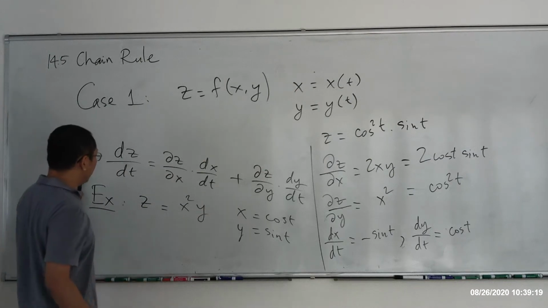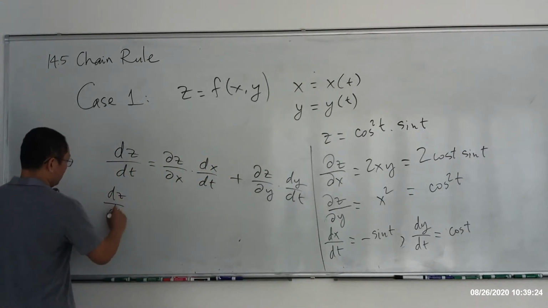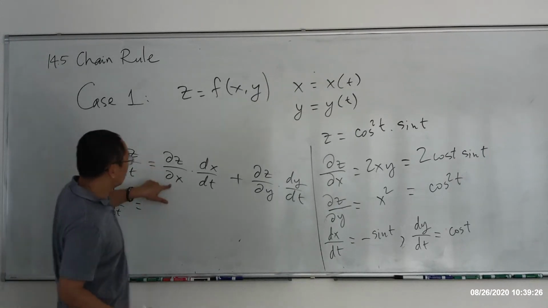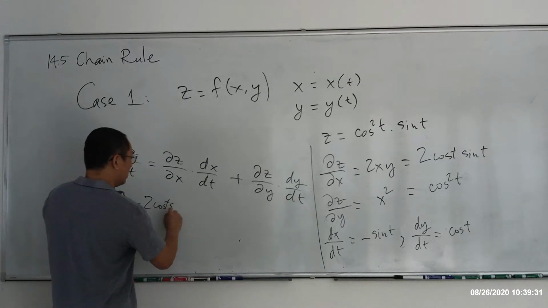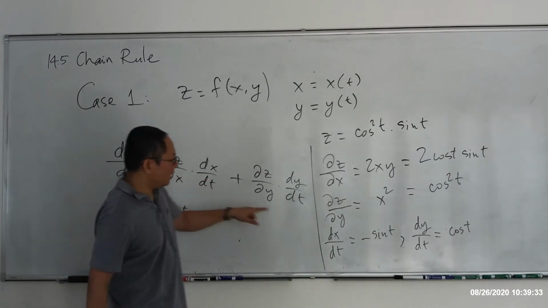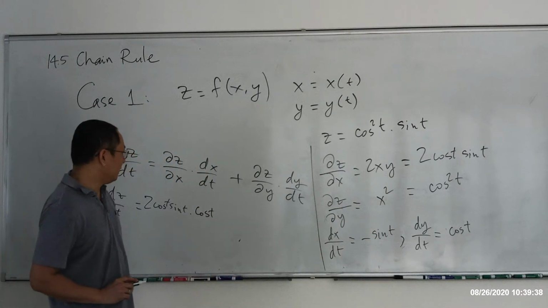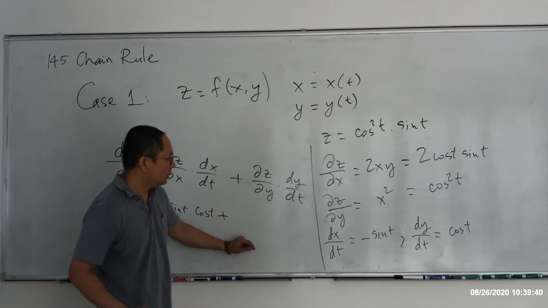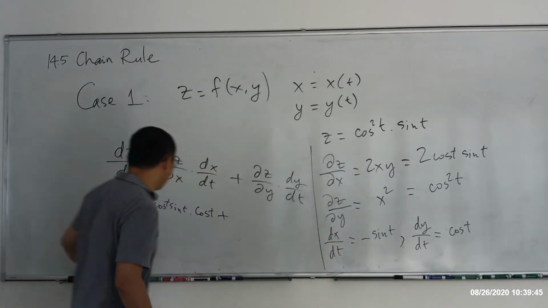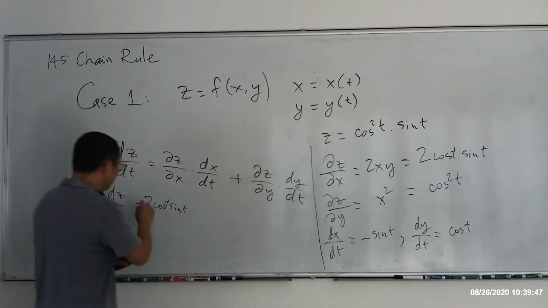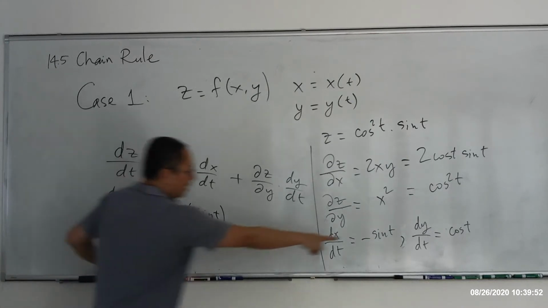With this example right here, dz over dt will be equal to dz over dx, which is this one right here, 2 cosine t sine t, times dx over dt, which is cosine t, okay, plus dz over dy... I make a mistake right here. I say dx over dt, but I look at dy over dt. So, dx over dt is negative sine t, so times negative sine t.